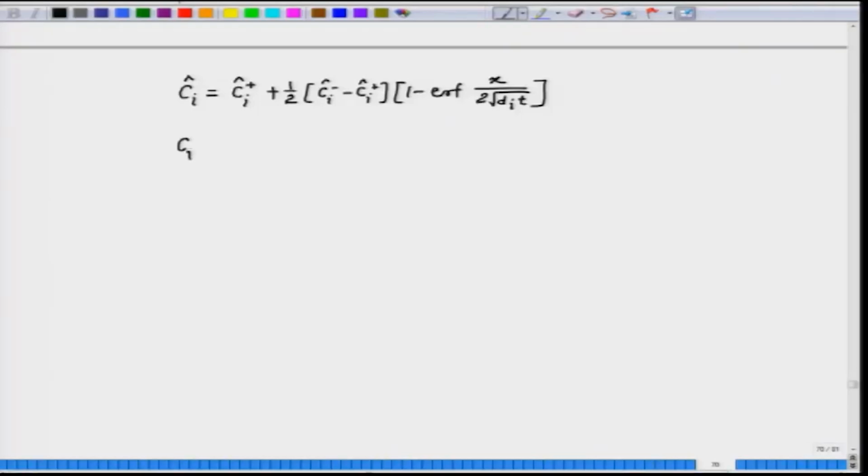We can rearrange the terms and write this solution as 1/2 C I cap plus, plus 1/2 C I cap minus, minus 1/2 error function x over 2 root d I t times C I cap minus minus C I cap plus.